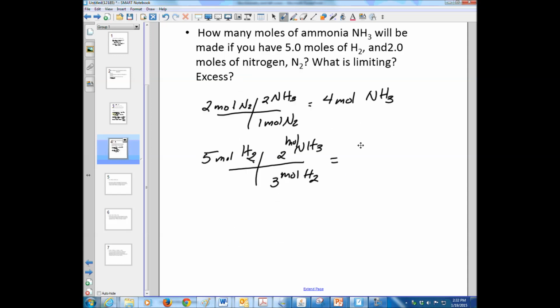And we will make 10 divided by 3, 3.33 moles. So what is smaller, or what's making a smaller amount? The hydrogen. Hydrogen is limiting.